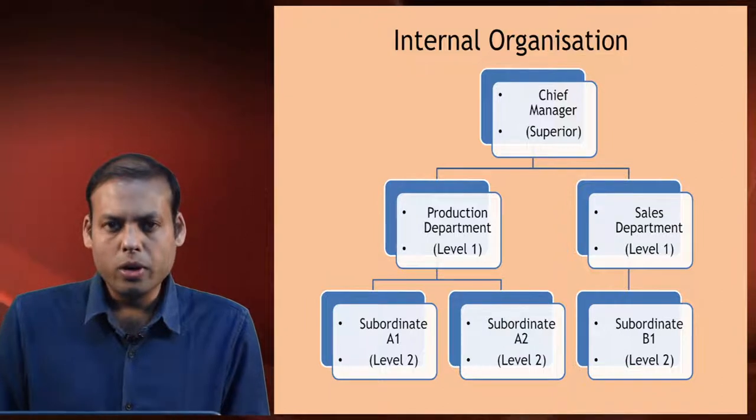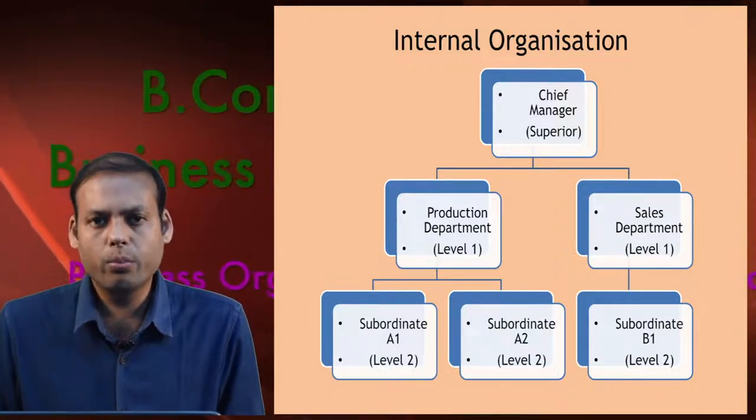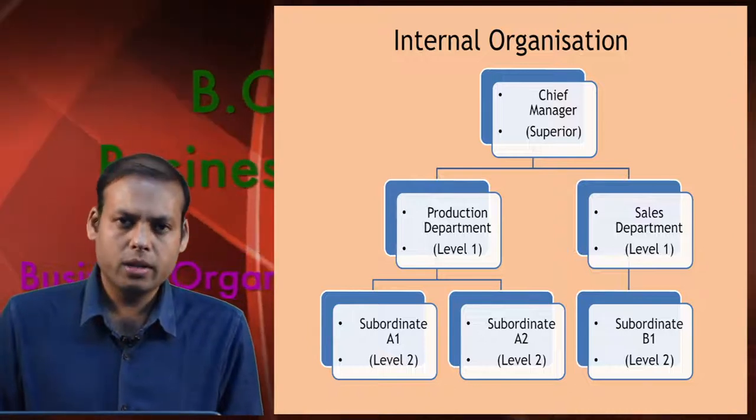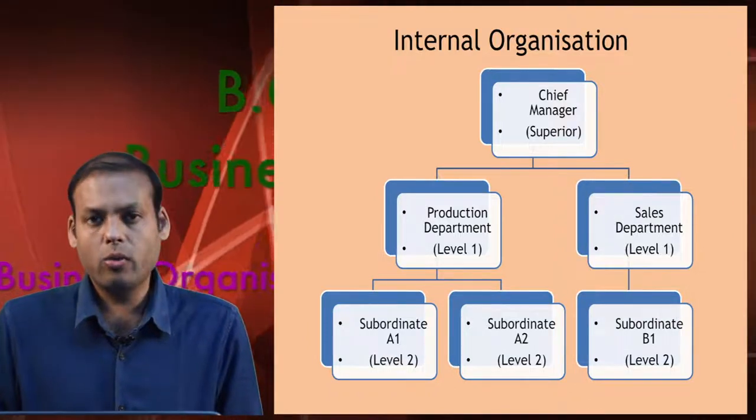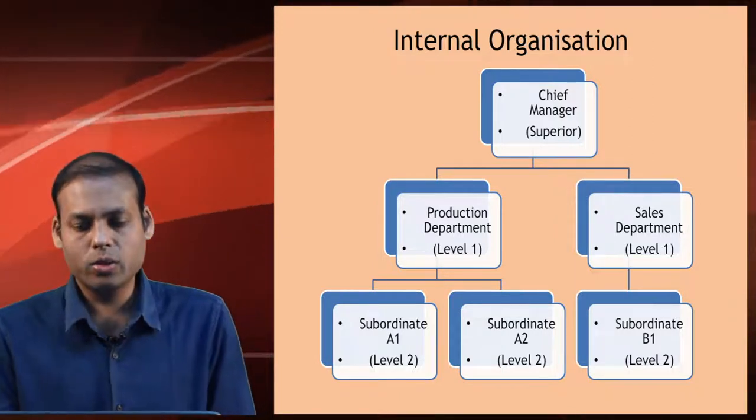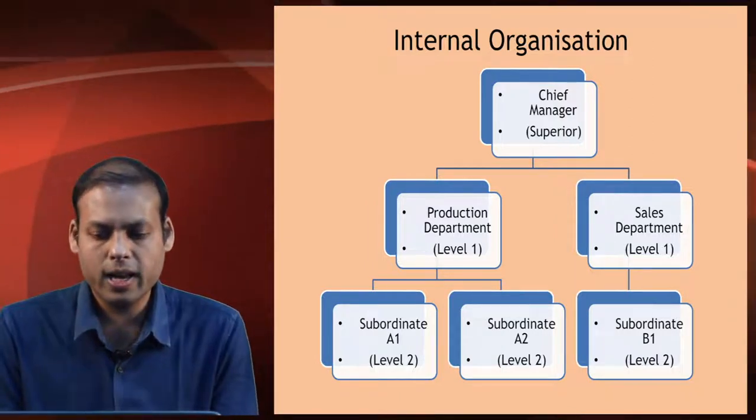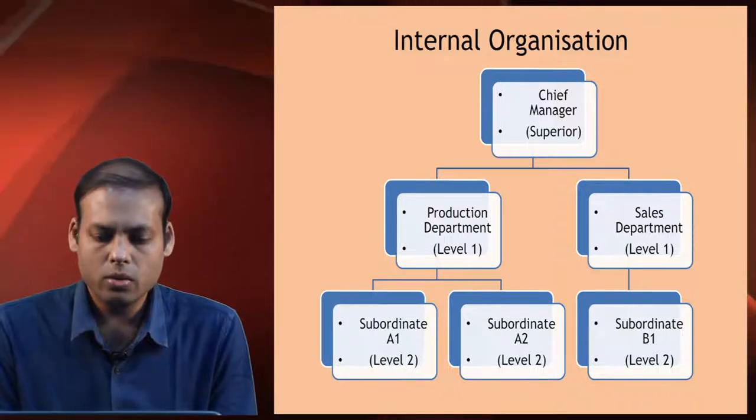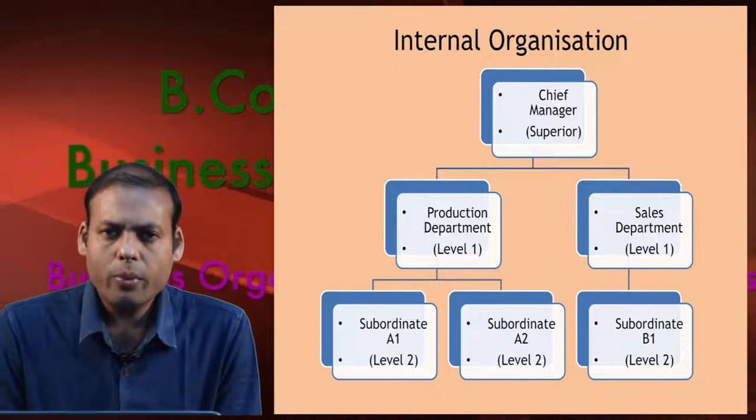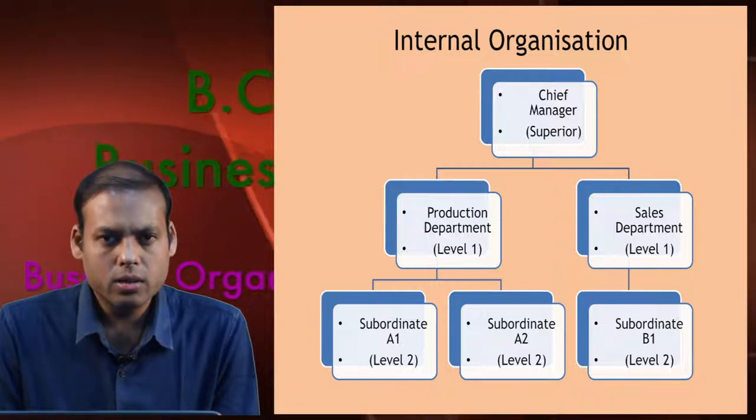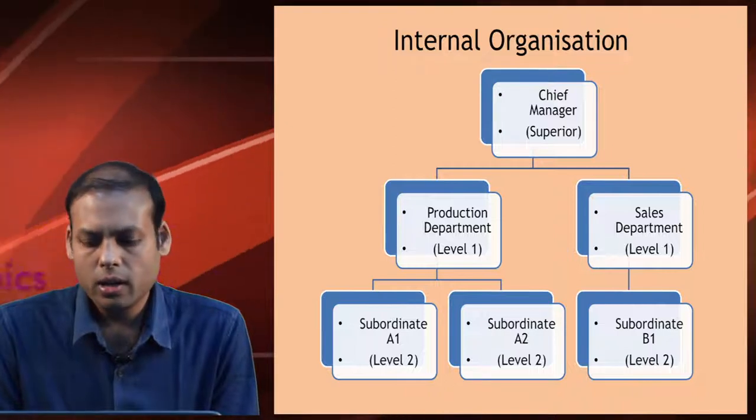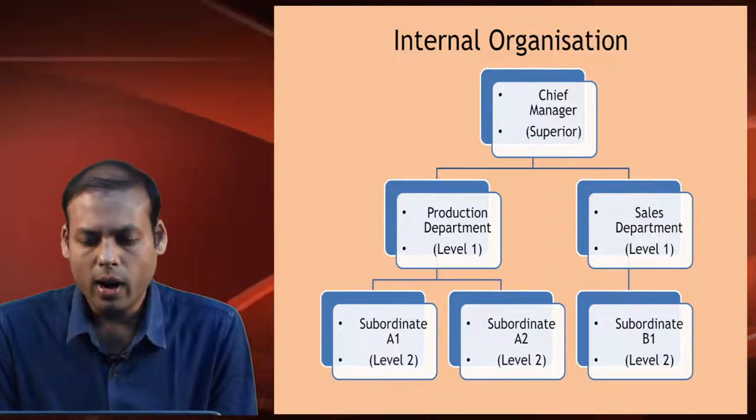For superior, we have termed it as chief manager, and the departments are the production department at level 1 and the sales department at level 1. So, there are two departments. We classify the activities of the organization into two departments, production and sales. Now, under the production department, there will be subordinate A1 and subordinate A2. Under the sales department, there will be subordinate B1.